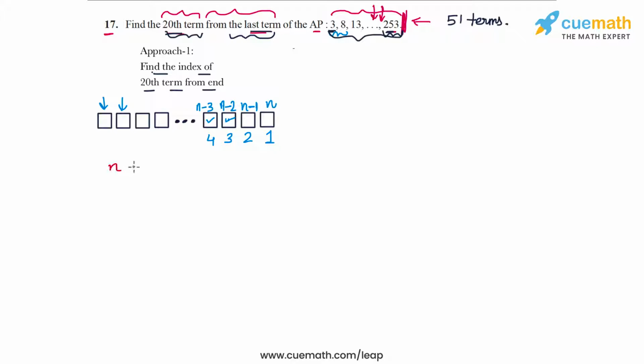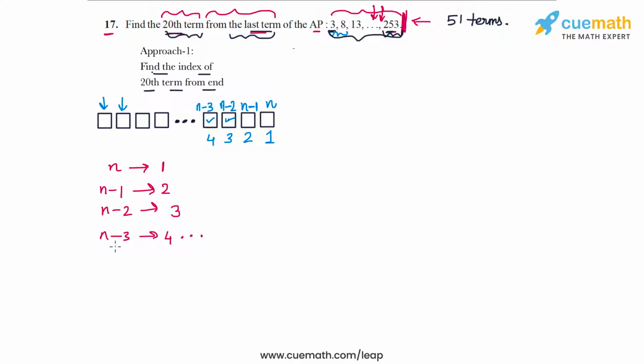So the nth term in the AP is the first term from the end, the n minus first term is the second term from the end, the n minus second term is the third term from the end, and the n minus third term is the fourth term from the end, and so on.